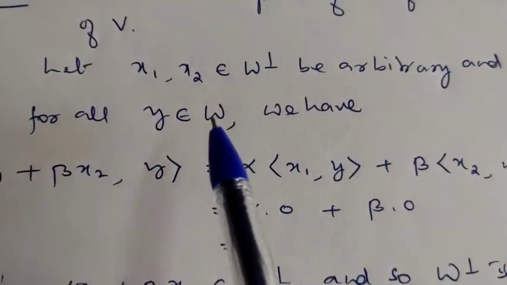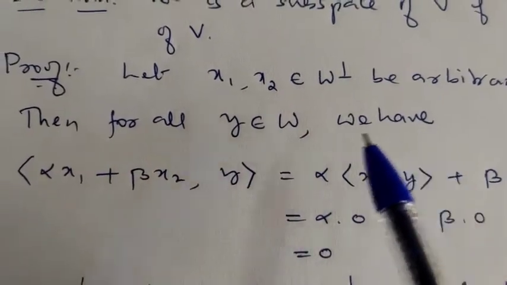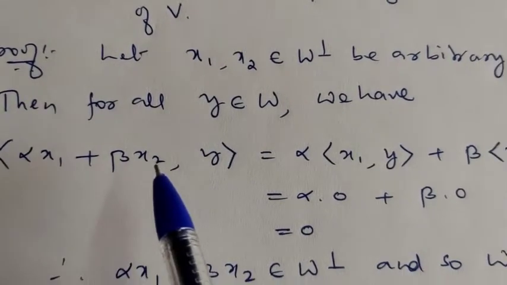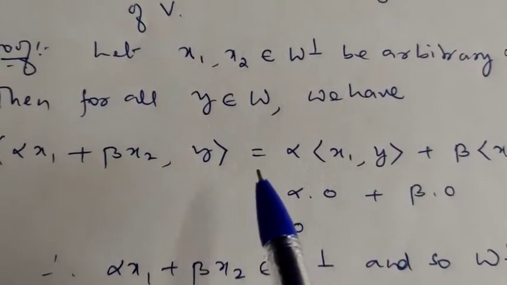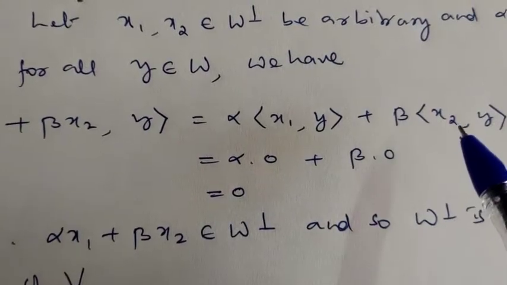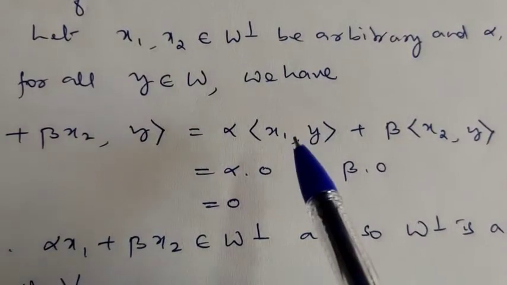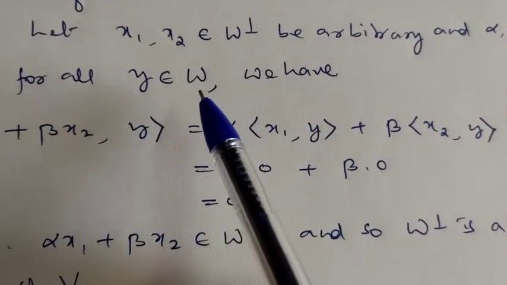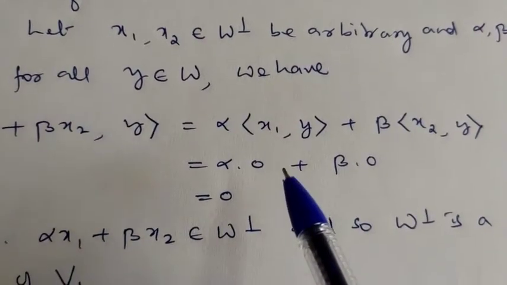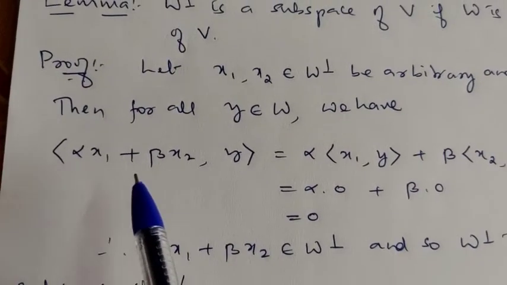Then for all y belonging to W, we have the inner product of alpha x1 plus beta x2 comma y. What will happen? It equals alpha times the inner product of x1 comma y plus beta times the inner product of x2 comma y. But x1 belongs to W perp means x1 comma y is 0 for every y, and similarly x2 comma y is 0 for every y belonging to W. Therefore alpha into 0 plus beta into 0 equals 0.